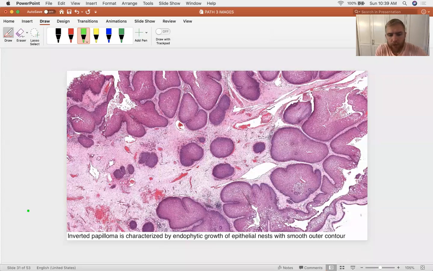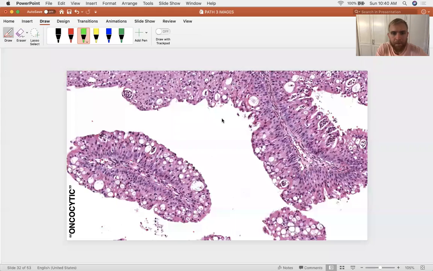Back to the papillomas. Inverted papilloma. Again, you see a lot of fingers on the inside. And in a fungiform papilloma, the fingers are on the outside, but you turn the sock inside out, and now the fingers are on the inside.